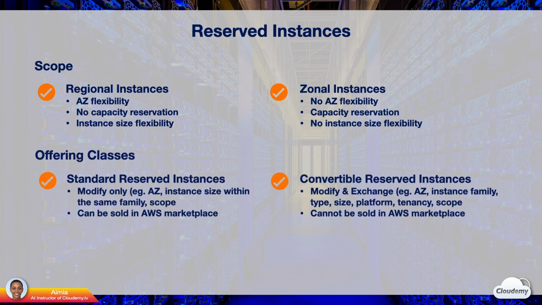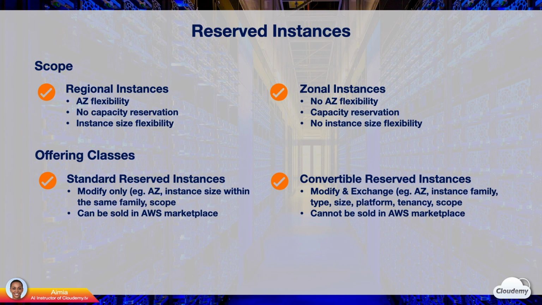If your computing requirement has changed, you may be able to modify or exchange your reserved instance, depending on the offering class. Standard reserved instances give you the highest discount rate. You can only modify some attributes of your instances such as AZs, instance size within the same instance family, and scope. You can't change attributes like instance family or type. When you no longer need the standard reserved instances, you can sell them in the AWS marketplace.